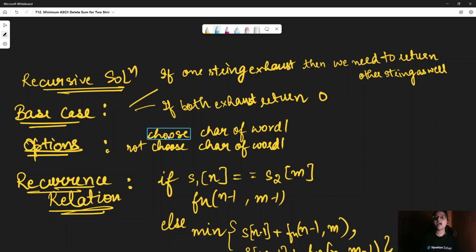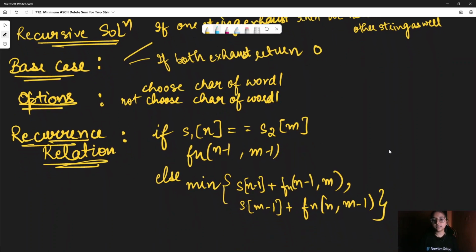So here the options are, either we are required to choose one char from word 1, or we are not required to choose a char from word 1. That is the option we are given. Now here comes the part of how we are required to write a recurrence relation according to that, and from that how we will be coming up with a recursive solution. So if both of the characters are equal, the way in EA and EA, the A and A were equal, right? So we were skipping, right? So here also we will be skipping. That's the thing which we will be doing. And if both of them are not equal, right?